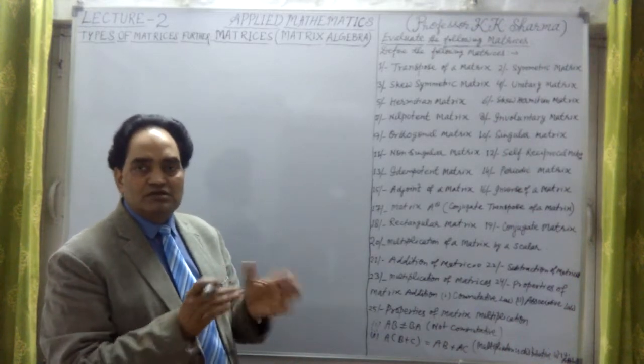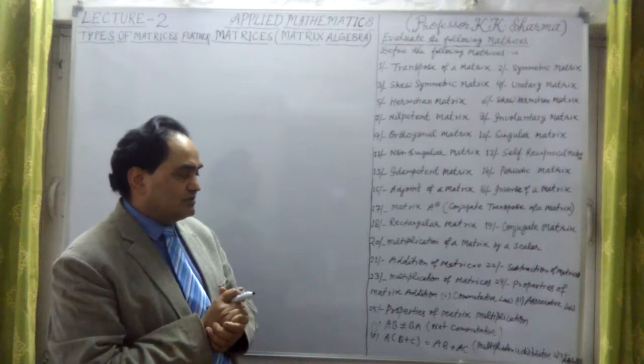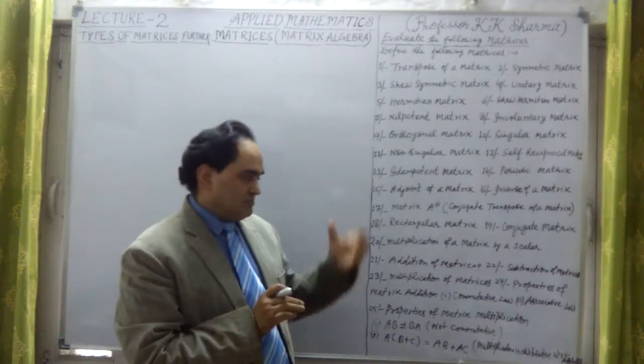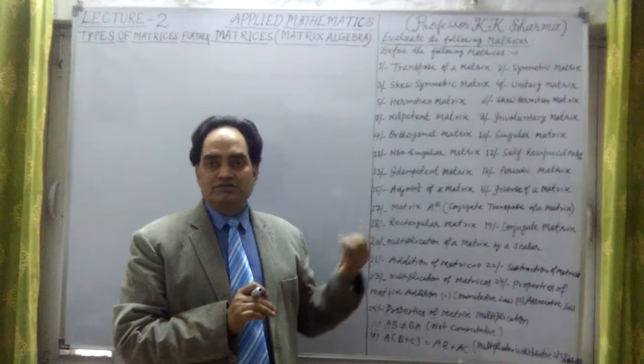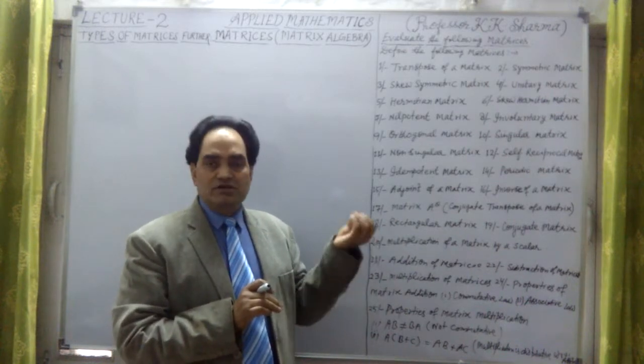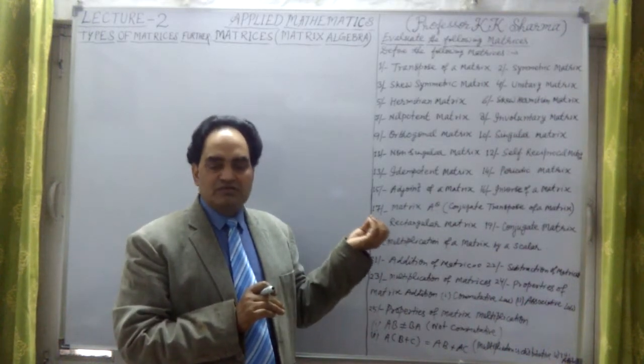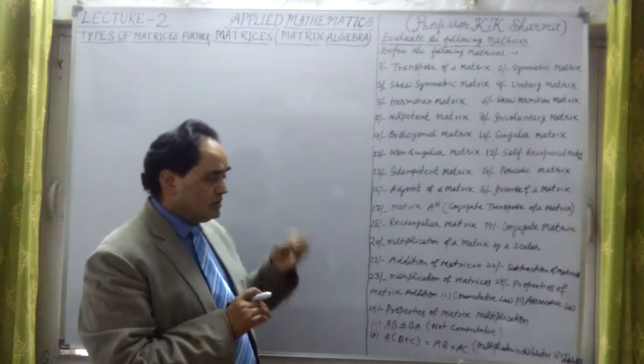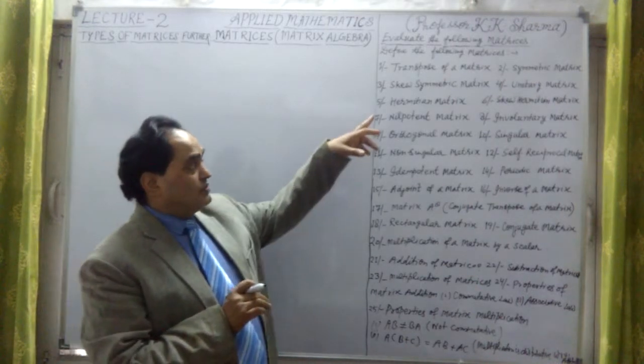Matrix and determinant are both complementary to each other, because with the help of matrices only we find the value of a matrix, that is a determinant. That I'll discuss in the later series. Okay, now come to the point.